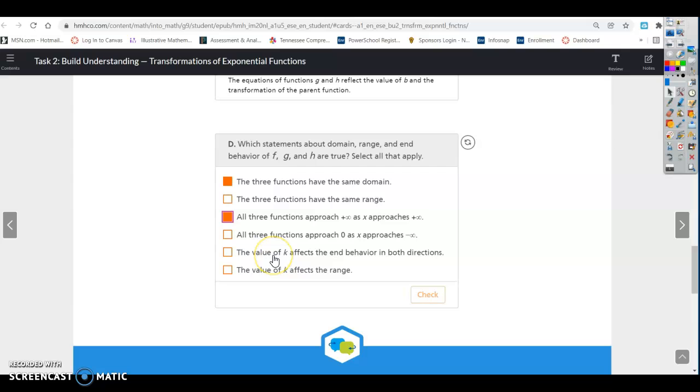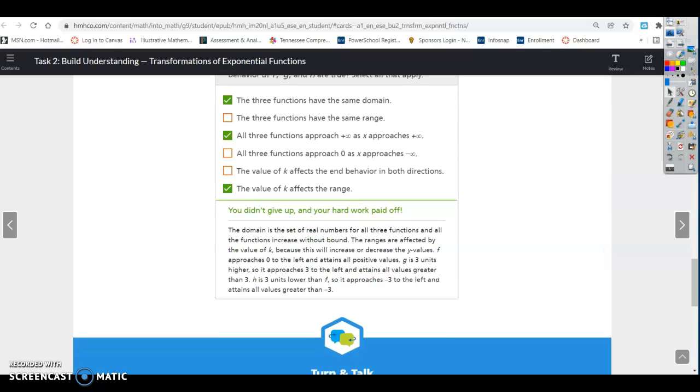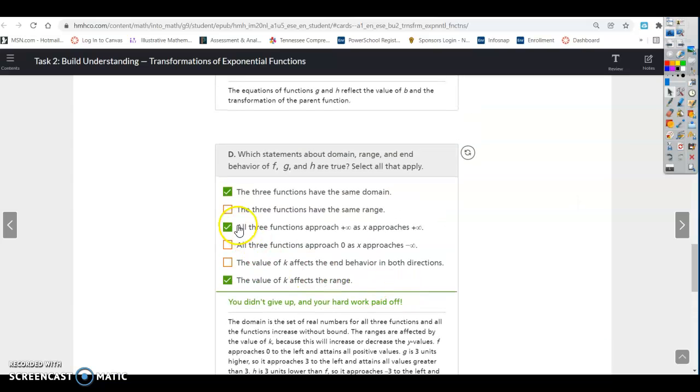And then it says the value of k affects the end behavior in both directions. That is not true, but the value of k affects the range. So this one is true. Remember, the range is your y values, and on the graph it shifted one function up and it shifted the other function down. So those are your correct choices for that one. All right, that's all for task 2. If you have any questions, please let me know.